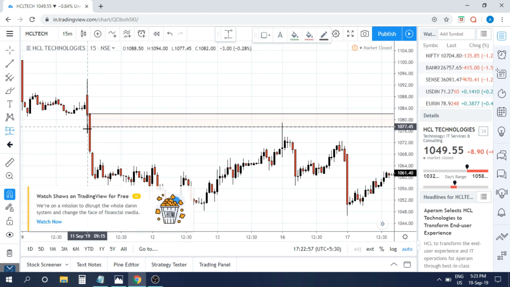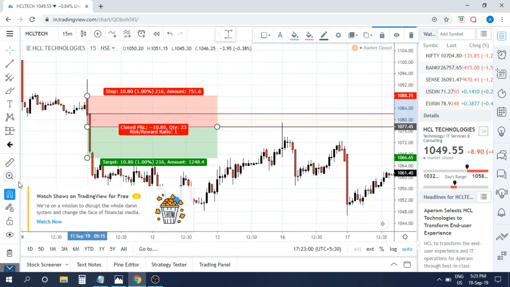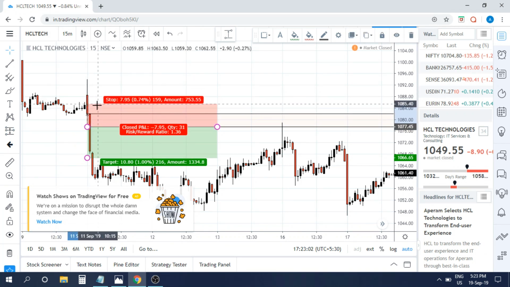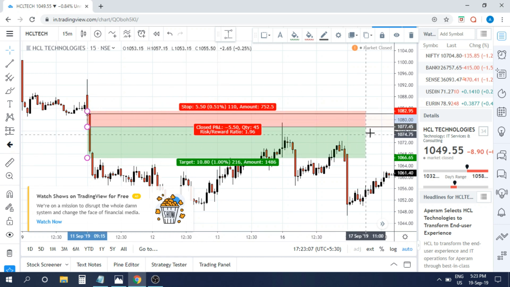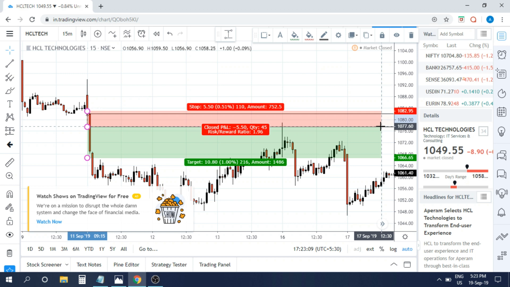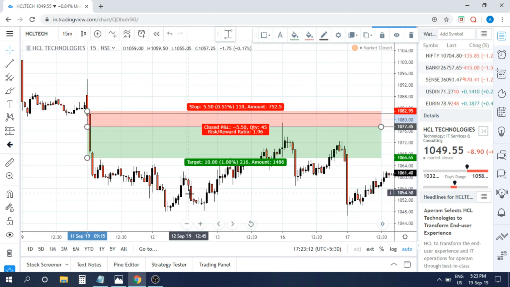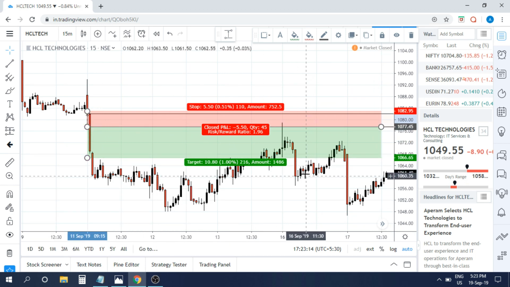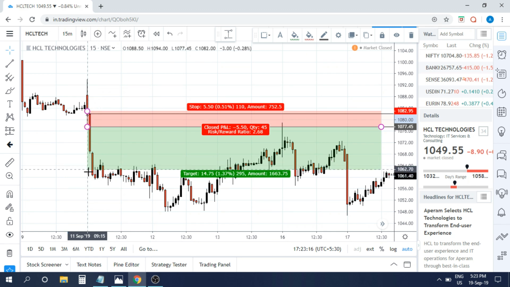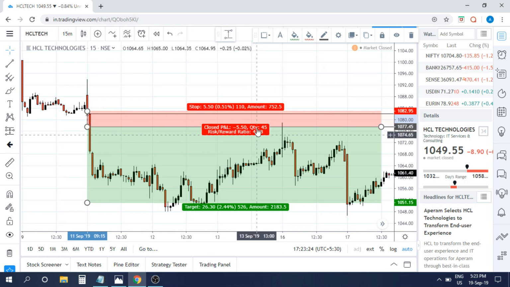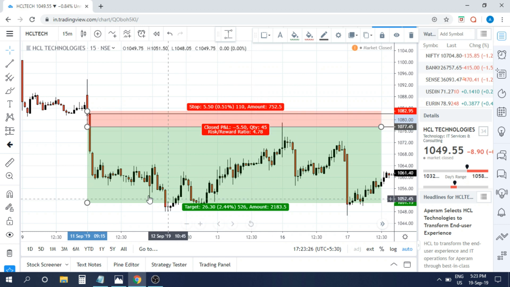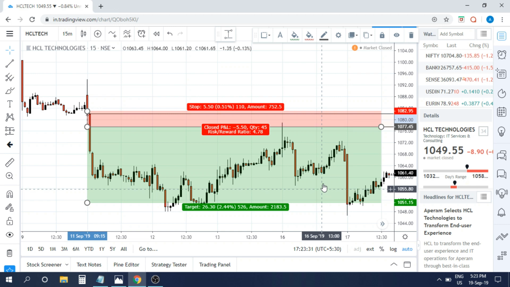This was a short one. And we could have kept the target till here, till the start of the compression. This was a good, almost 4.5 RR, or 4 RR, if you may say so, trade over here.